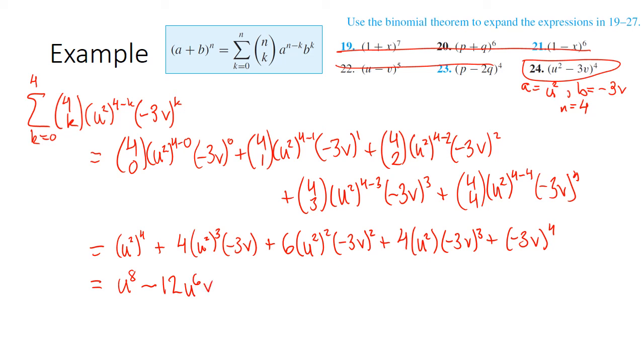Okay, and then the next one, the negative 3 squared part, that's going to make 9, and then 9 times 6 is 54, so this will be 54, and then that'll be u to the 4th, and then we have 2 v's, so uv squared.